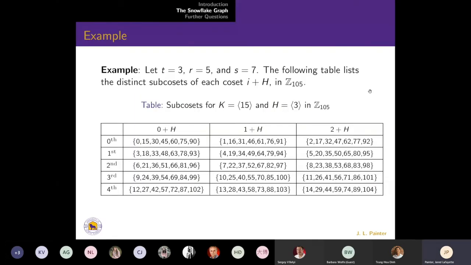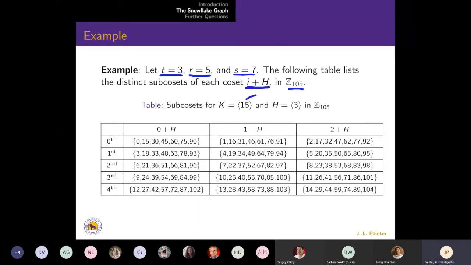So here's an example. I know this is a big example, but I wanted to choose different values for t, r, and s so that they don't match each other. So I'm going to let t equal 3, r equal 5, and s equal 7. So in that particular space, t times r times s would be 105. So we'd be working in Z mod 105. And I've written a table down there that's going to list the distinct cosets i plus H. So what we do is we would define our K.